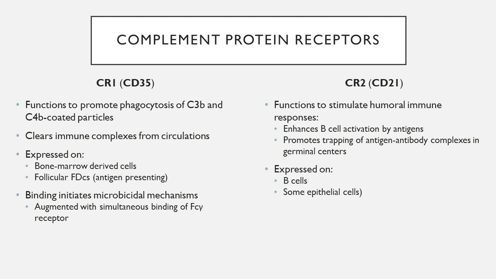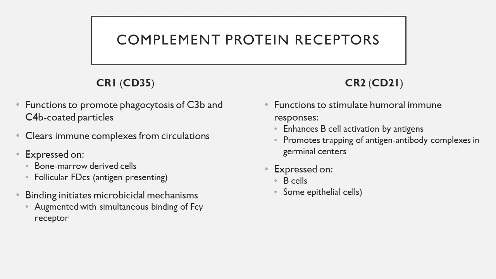The first receptor we're going to talk about is complement receptor number 1, CR1. The function of this receptor is to promote phagocytosis of opsonins that are bound with C3b and C4b. Oftentimes, the microbicidal mechanisms of phagocytes are activated whenever both these complement receptors are bound and activated, along with the Fc gamma receptors simultaneously. This receptor is also involved in clearing these immune complexes from circulation after they're no longer needed.